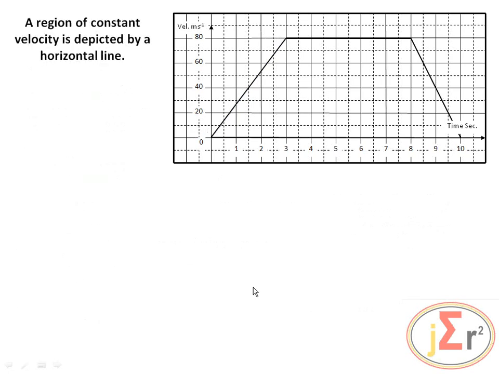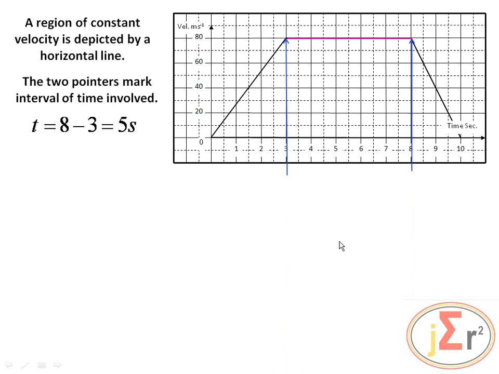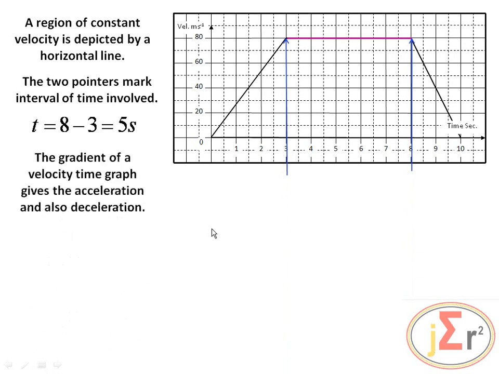A region of constant velocity is depicted by a horizontal line. And there's your horizontal line. The 2 pointers mark the interval of time involved. So we begin at 3 seconds and we end at 8 seconds. Therefore, the time involved is 8 minus 3, which is equal to 5 seconds.